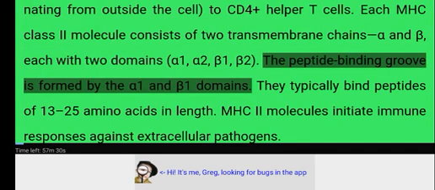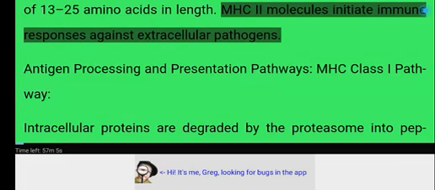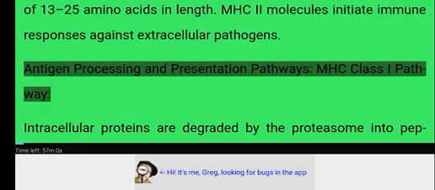The peptide binding groove is formed by the alpha 1 and beta 1 domains. They typically bind peptides of 13 to 25 amino acids in length. MHC II molecules initiate immune responses against extracellular pathogens. Antigen processing and presentation pathways.